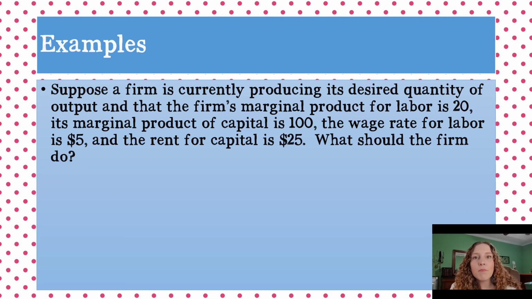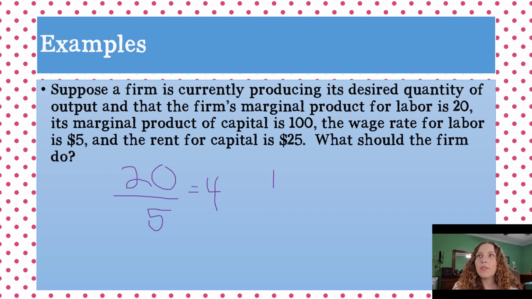All right, let's compute marginal product of capital per dollar and marginal product of labor per dollar. Starting with marginal product of labor, that's the marginal product of labor, which is 20, over the wage rate, which is 5. So the marginal product of labor per dollar equals 4. Then our marginal product of capital here is 100. The rental rate of that capital is 25, meaning that the marginal product of capital per dollar is 4. So here they are equal. That means this firm is in the cost minimizing situation.